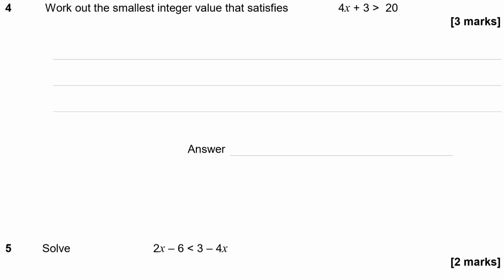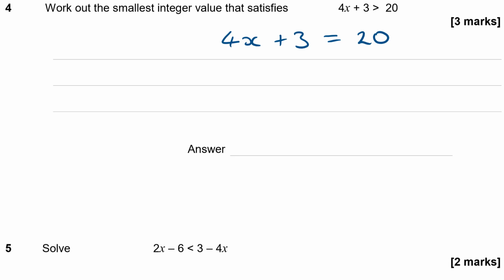Question 4. Work out the smallest integer value that satisfies 4x plus 3 is greater than 20. Okay, so we've got a linear inequality here. Now, if it was an equation, 4x plus 3 is equal to 20, would you know what to do?